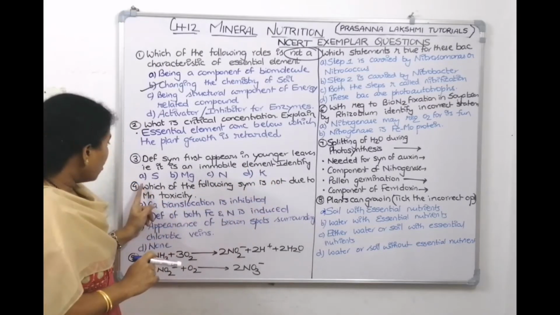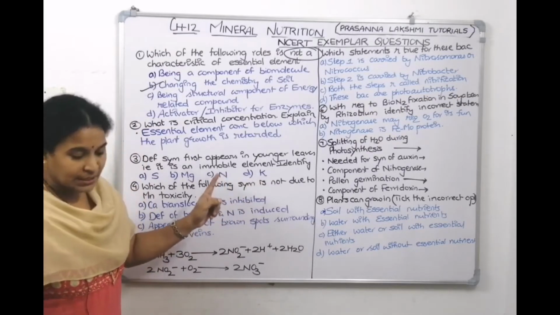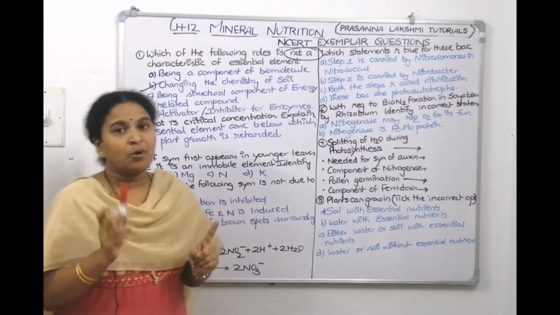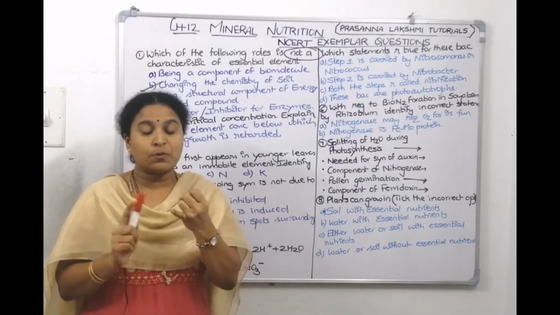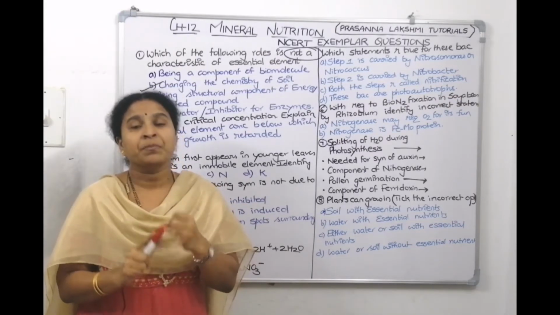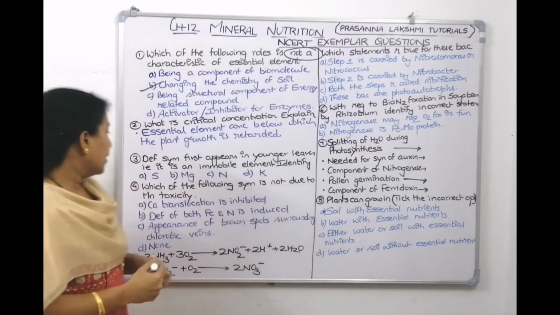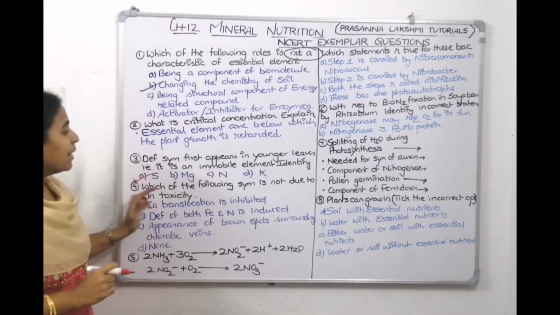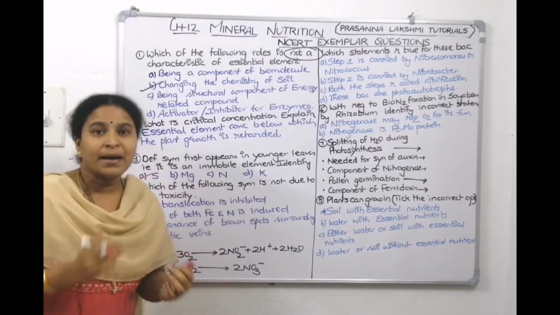They're asking among the given 4 options, which is an immobile element? Among the 4 options, which is an immobile element? Come on, tell me, what are the 2 immobile elements? One is calcium, next one is sulfur. Only these 2 are immobile. Now, sulfur is the immobile element. The answer is A then. Magnesium, nitrogen, potassium are mobile elements.